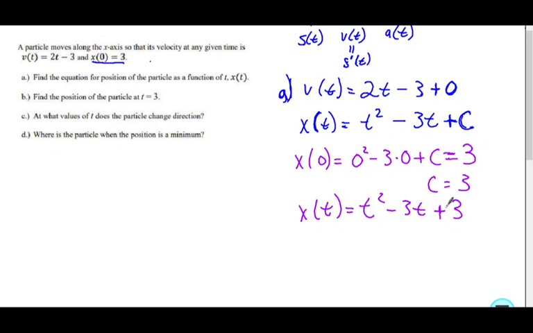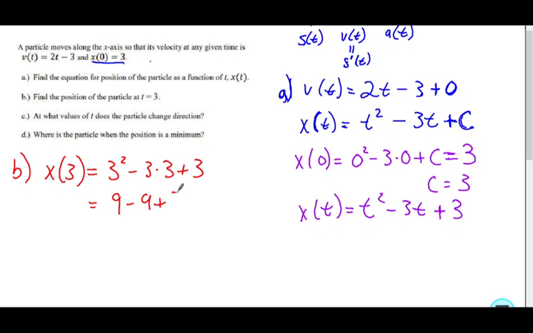Now, part B. Part B says find the position of the particle at t equals 3. So they're asking us to find x of 3. Using the equation we just found, 3 squared minus 3 times 3 plus 3, which is 9 minus 9 plus 3, equals 3.